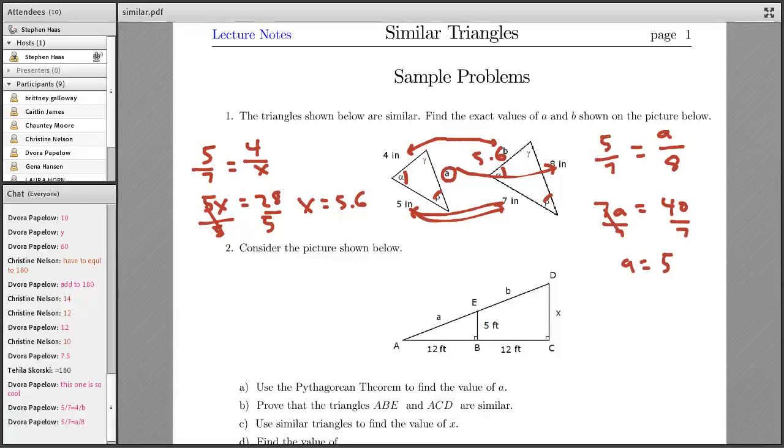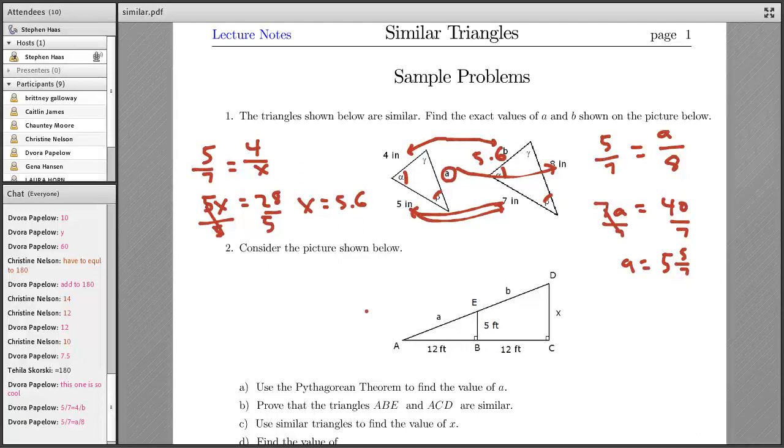5 and 5/7. 5 and 5/7 is about, what's 5/7? About 0.72, so about 5.72, approximately 5.72. Okay. How about number 2?